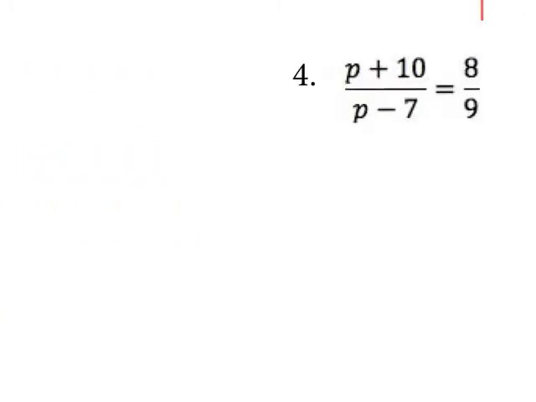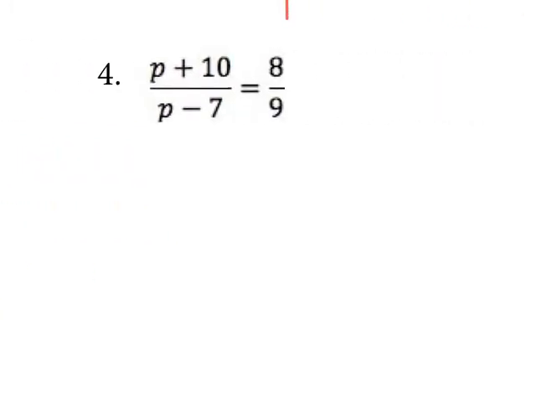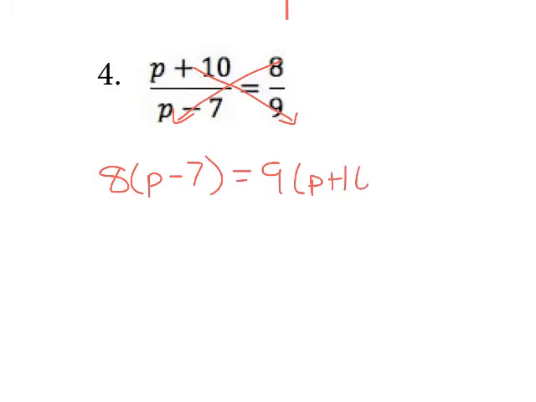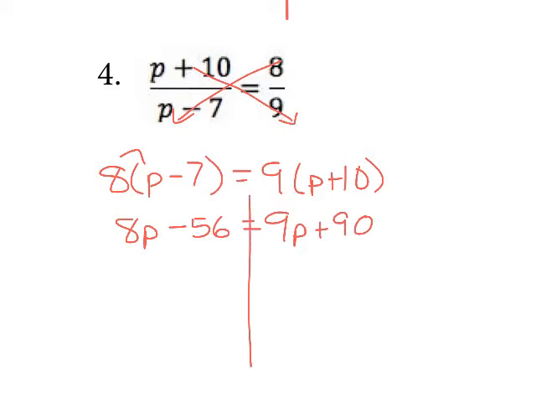Okay, coming over here to number 4. So it looks like I'm going to have to distribute both ways, right? So 8 times p minus 7 equals, distribute 9 the other way, 9 times p plus 10. So distribute, I get 8p minus 56 equals 9p plus 90. Okay, so distribute on both sides, then I have to do my opposite operations. I like to keep my variables positive, so I'm going to take the p's to the right, but that doesn't mean you have to. So subtract 8p from both sides. I get negative 56 equals p plus 90.